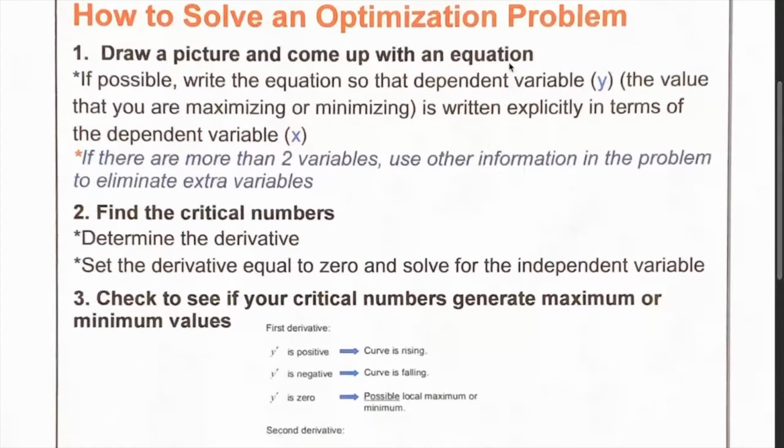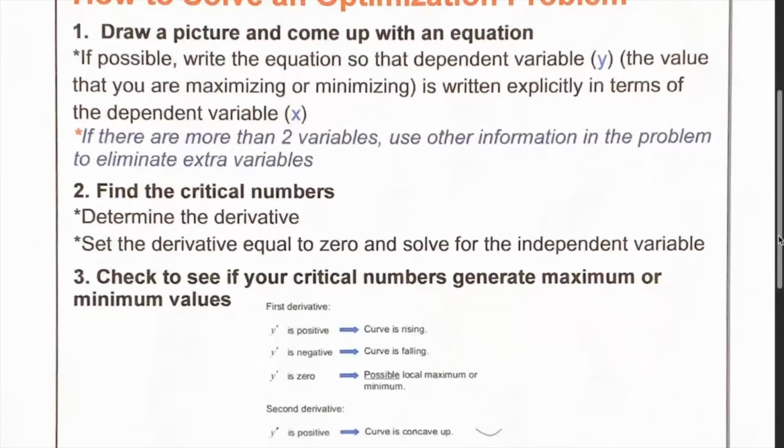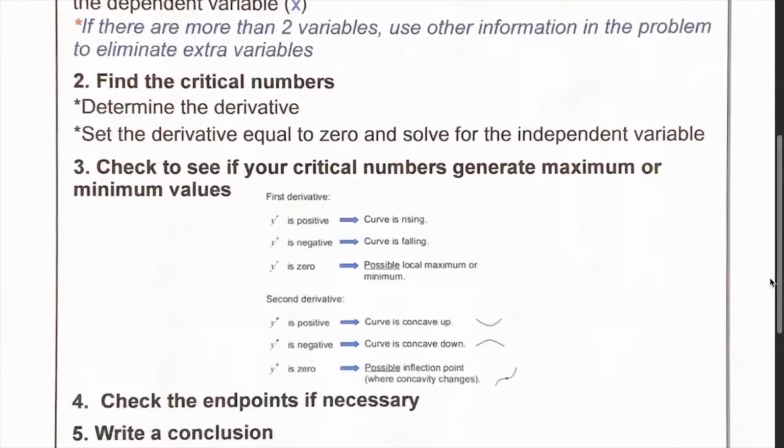So once we've come up with our equation for the variable that we want to maximize or minimize, we're going to find the derivative of that equation to help us find the critical numbers. Remember, to find critical numbers, we find the derivative, we set the derivative equal to 0, and then we solve for the independent or x values. Once we have found our critical numbers, we want to see if they are in fact maximum or minimum values. And there are two ways we can do this.